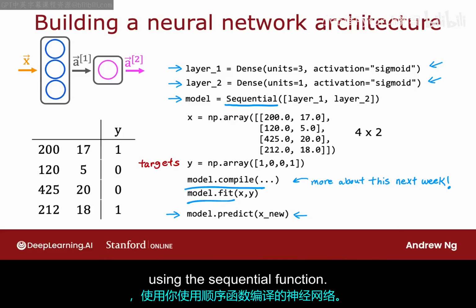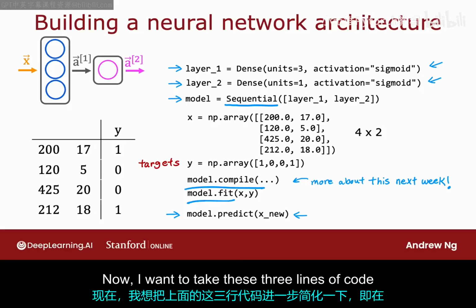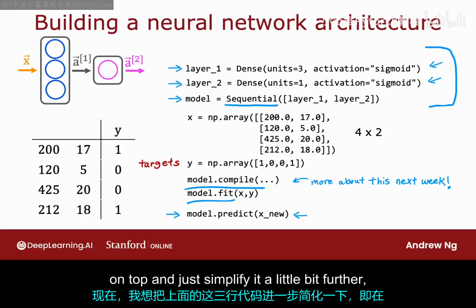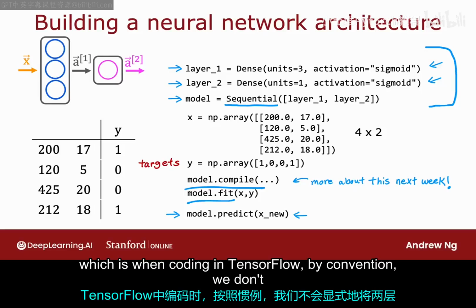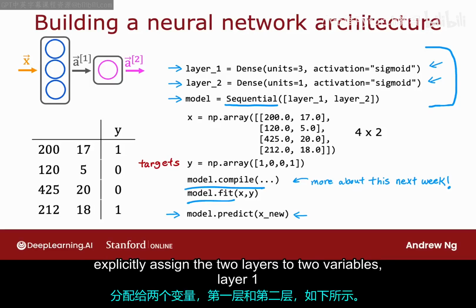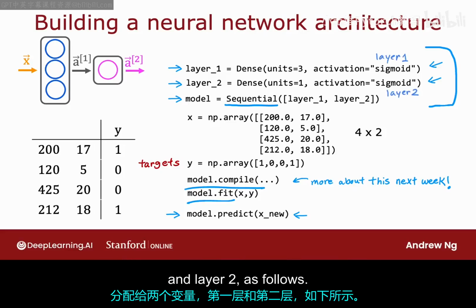Now, I want to take these 3 lines of code on top and just simplify it a little bit further, which is when coding in TensorFlow, by convention, we don't explicitly assign the 2 layers to 2 variables, layer 1 and layer 2, as follows.